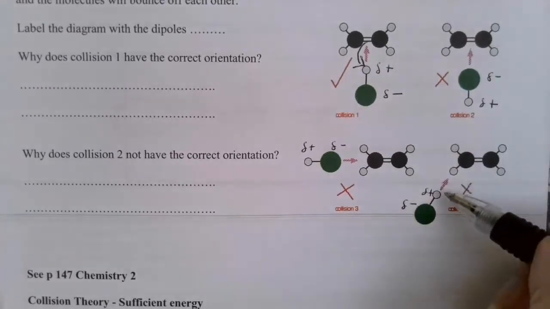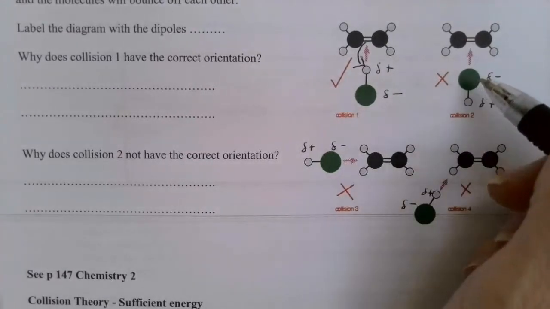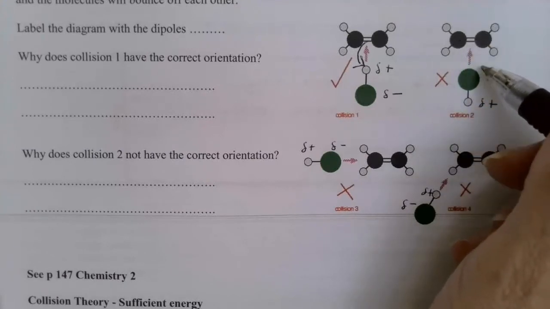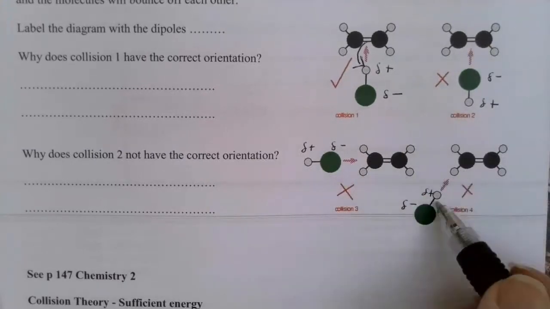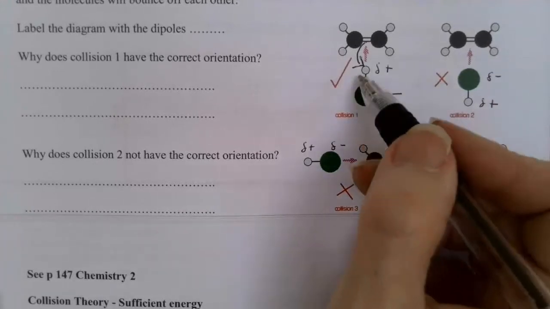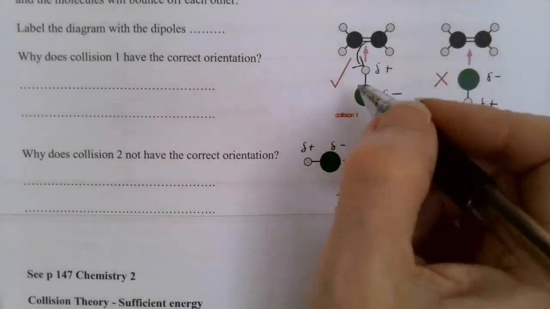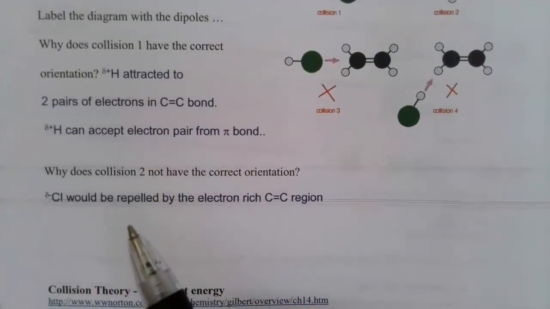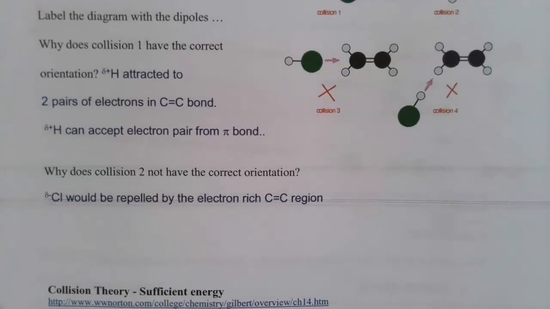In these cases, you've got a negative approaching a negative or electron-rich area, so these two are going to repel. These are going to repel, and these are going to repel. So this is the only orientation that is correct. So there, the delta positive hydrogen is attracted to that electron-rich double bond, and it can accept the pair of electrons from the pi bond. In the other orientations, we'll get repulsion between the delta positive and the electron-rich carbon double bond area.